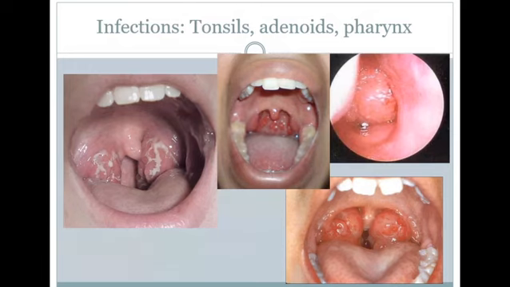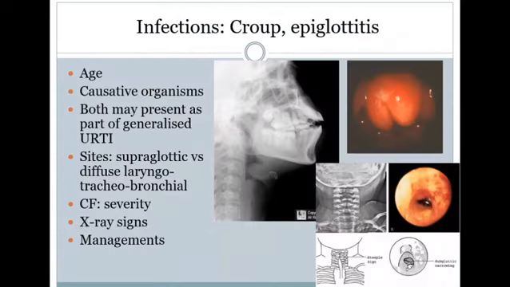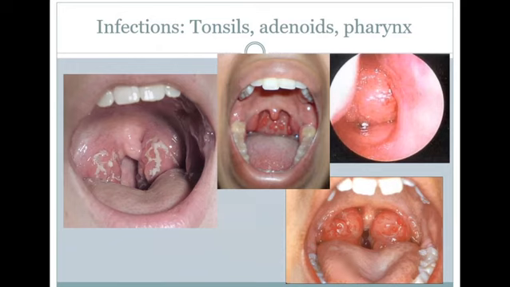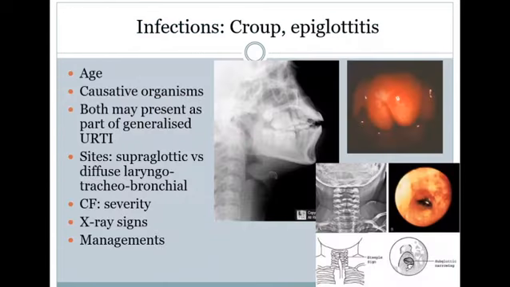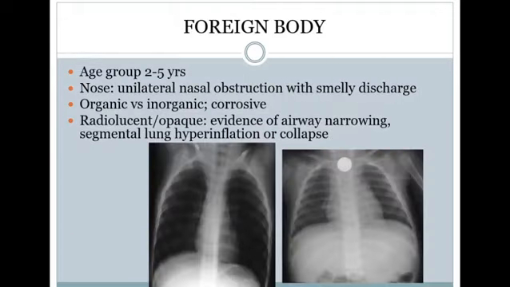Tonsillectomy, adenoidectomy. Tonsillitis, adenoiditis, pharyngitis are common childhood infections. We treat them with antibiotics. You need to know the indications for surgery, for tonsillectomy and adenoidectomy. Croup and epiglottitis, you also manage medically. There's a difference between croup and epiglottitis. One is caused by a virus, one is by bacteria. So the management is slightly different. Foreign body in the airway, you do rigid bronchoscopy and you remove it.